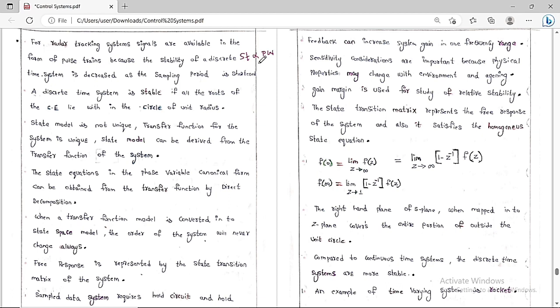So we can say the stability is always directly proportional to pulse width. As the pulse width reduces, the stability is also going to reduce. As the pulse width increases, the stability is also going to increase.